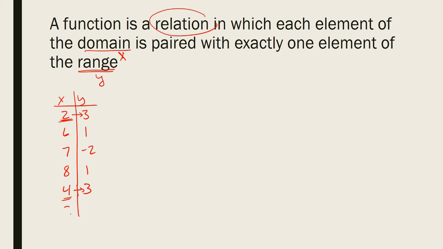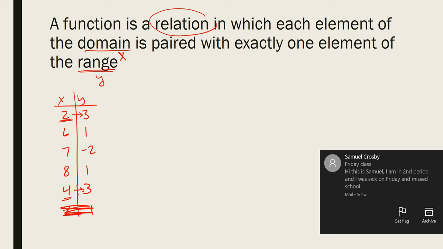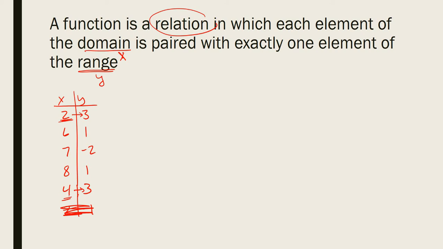If I were to add another ordered pair where 2 might be paired with something else, say negative 1, now I do not have a function. So again, a relation is a function, a pairing of numbers, where each domain value or x value pairs exactly and only with one range value. So there's lots of ways to show this.